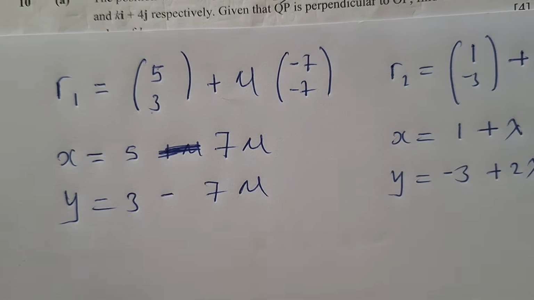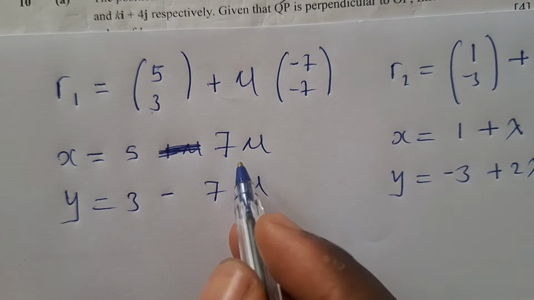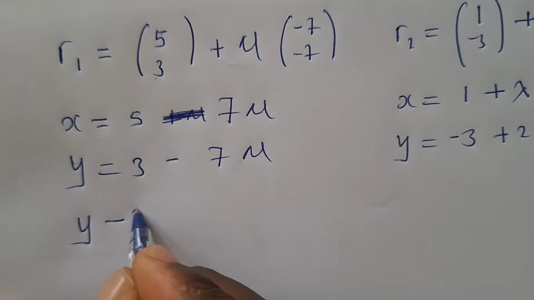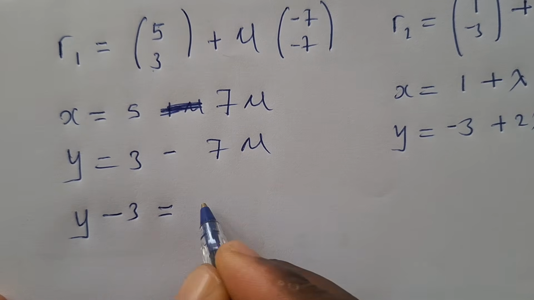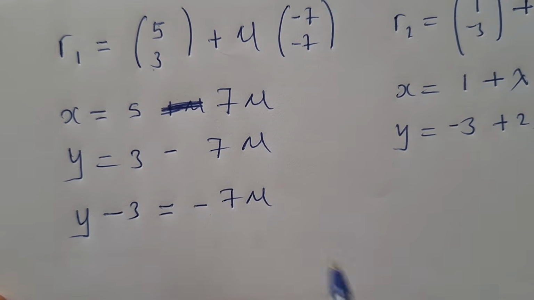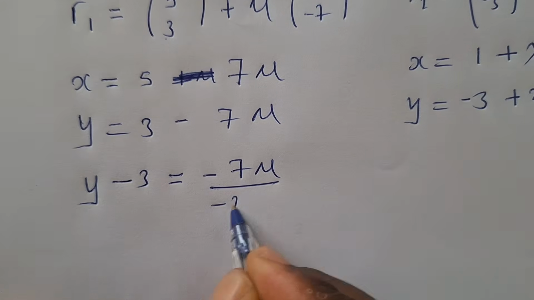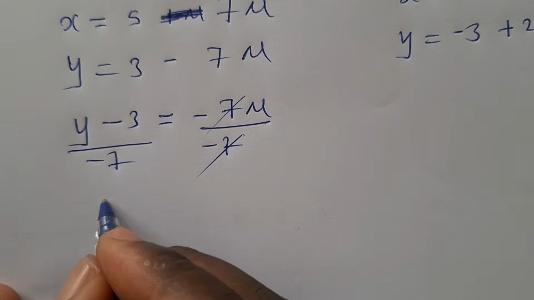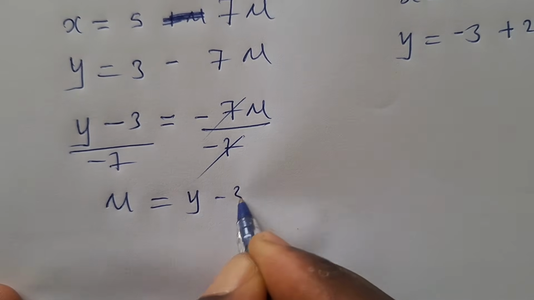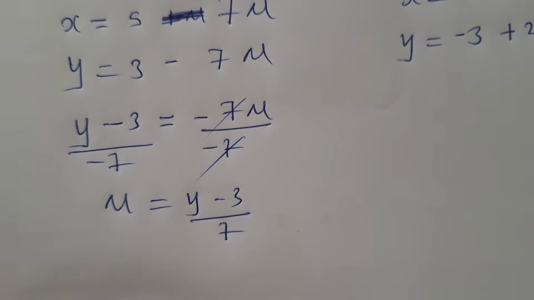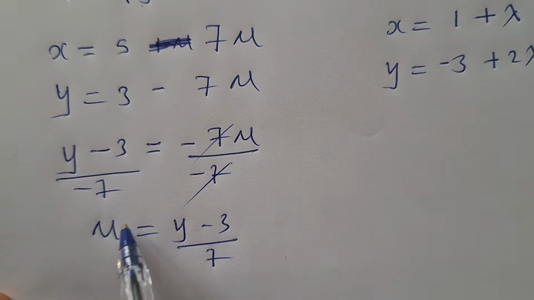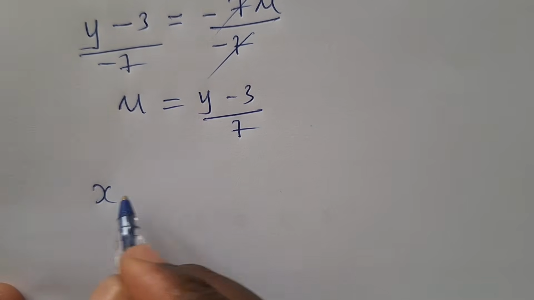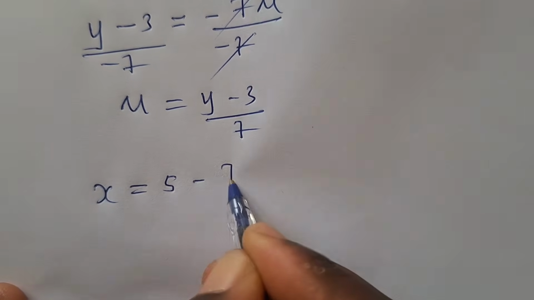Okay? So you get one of the equations here. You make your mu subject. So I'll get this one. It will be y minus 3 is equal to negative 7 mu. So divide by negative 7 on both sides. When we divide by negative 7, this and this will go. We shall remain with mu is equal to y minus 3 over 7. So once you do this, you now substitute in the other equation here. So it will be x is equal to 5 minus 7, okay?